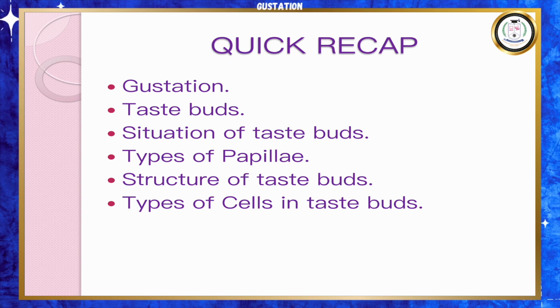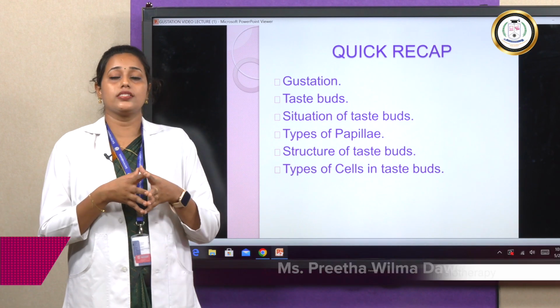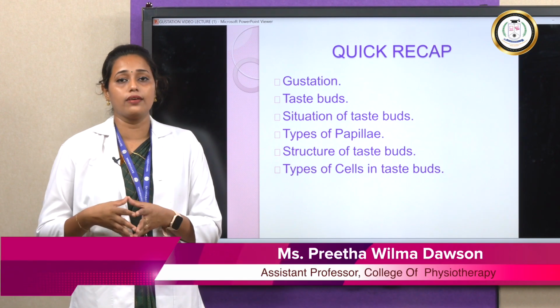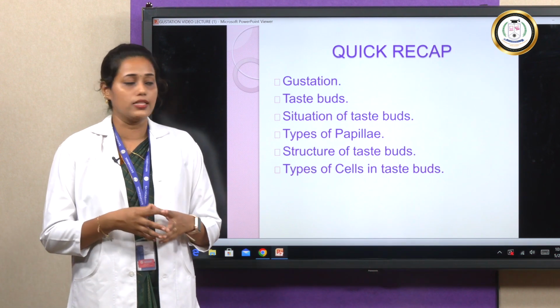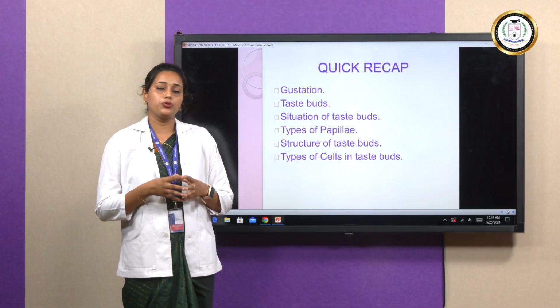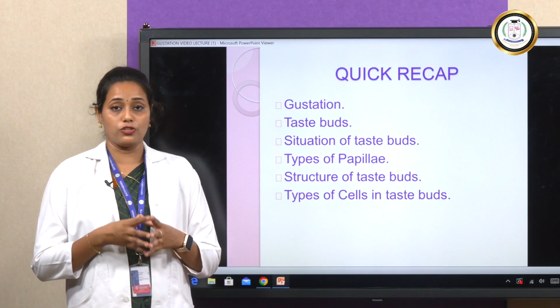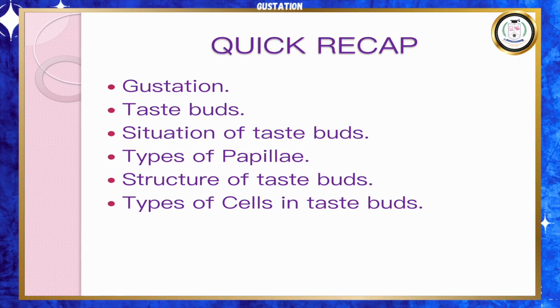We discussed the structure of taste buds. Then we discussed the types of cells in the taste buds. We have 4 types of cells: type 1, type 2, type 3, type 4. Type 1 is known as sustentacular and type 4 is known as basal cells. So these 2 cells are the supporting cells. This type 3 cell function remains unknown. And type 1, type 2, type 3 have microvilli, hair-like projections which open into the epithelium of the tongue, and this opening is called the taste pore.